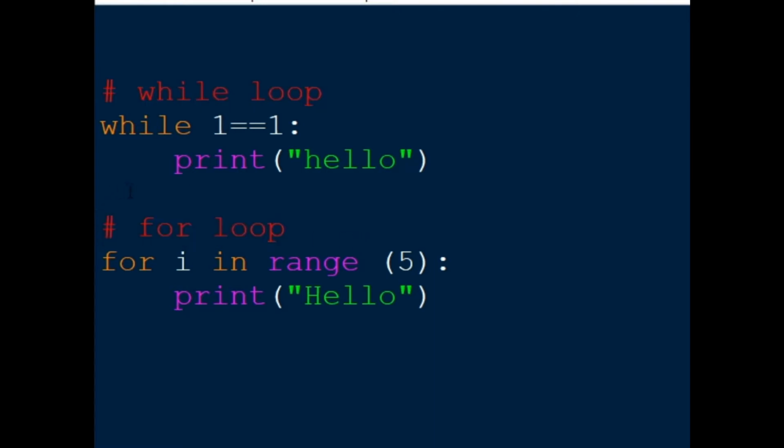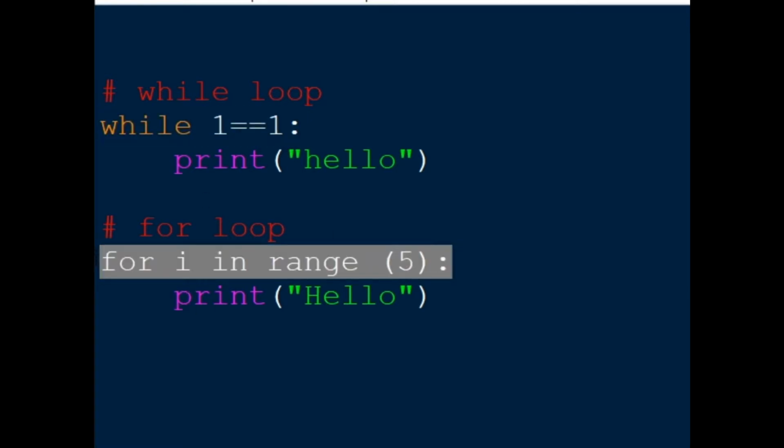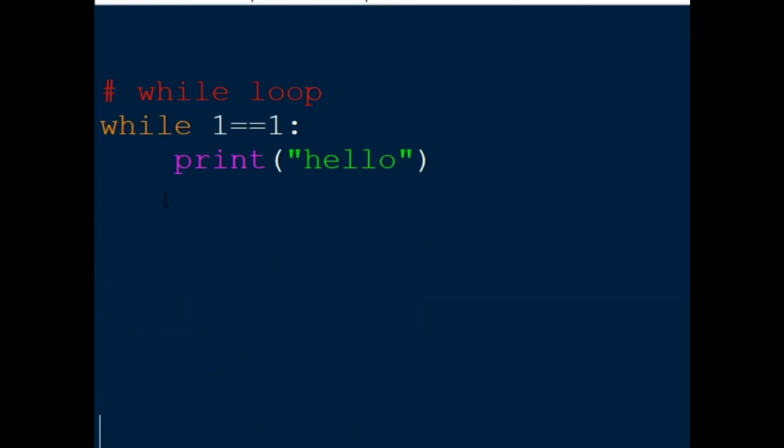Today we'll be taking a look at something called while loops and for loops. This is an example of what a while loop and a for loop is. We're going to first start off with while loops.